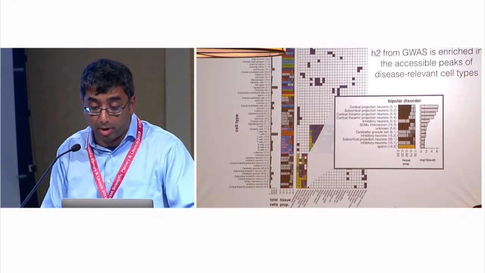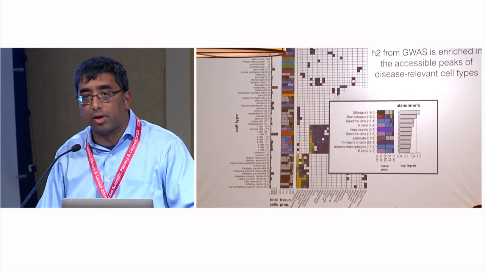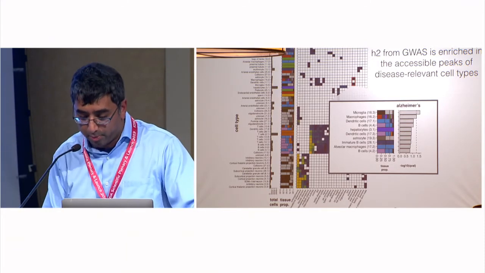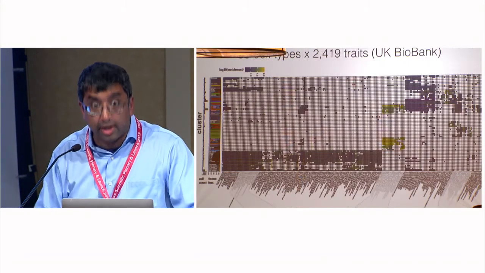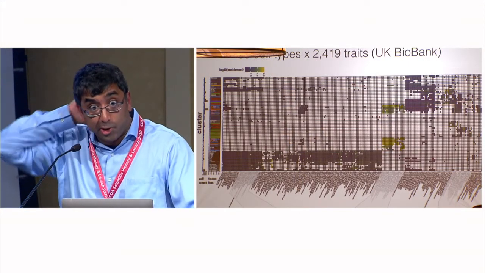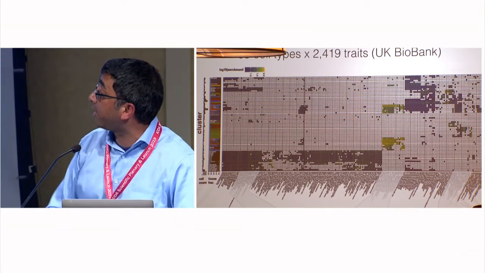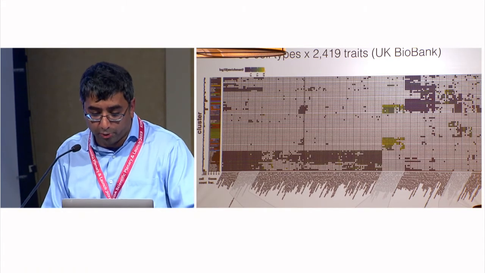That's where the maximal overlap is with bipolar. But when we look at Alzheimer's disease, not a single neuron comes to the forefront, but rather microglia, which is now relatively well established. So, taking advantage of the summary statistics that Ben Neale kindly put on the web from UK Biobank, this is now the extension of that approach to all of around 2,500 traits.